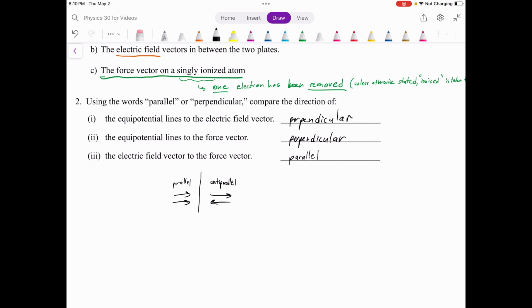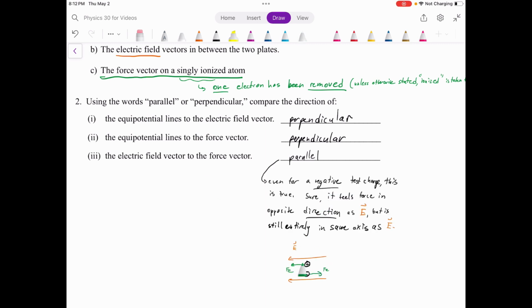It's still parallel, right? If we were in an electric field pointing to the left side of the page, a positive charge would feel a force to the left, and a negative charge would feel an electric force to the right because of that same field, but both are in the same axis still. This is parallel to this. More specifically, anti-parallel, but same idea.